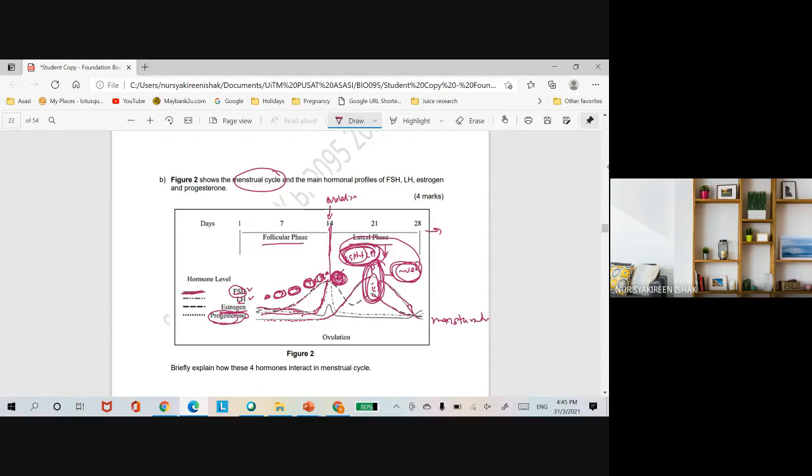So kenapa kena ada high secretion of mula high secretion of estrogen? Why? Kan, sebab estrogen dan progesterone, kena ingat dia dihasilkan oleh ovari. Okay, specifically the follicular tissue of the growing follicle. Okay, so at the first stage, estrogen secretion is high. Sebab apa? This is to stimulate. Okay, fungsi dia adalah untuk stimulate, okay, the endometrium lining to be thickened. Dia akan stimulate endometrium lining to be thickened to prepare if pregnancy going to occur or not.